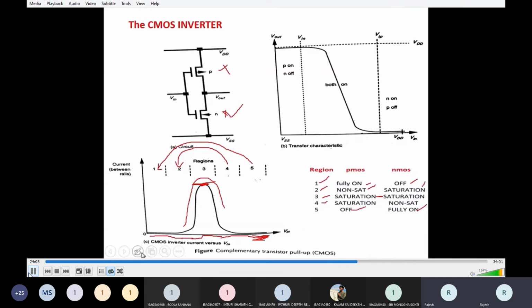So like this you can describe the behavior or operation of the CMOS inverter. So this is a very important one. Without the CMOS inverter it is not possible to design any digital circuit.